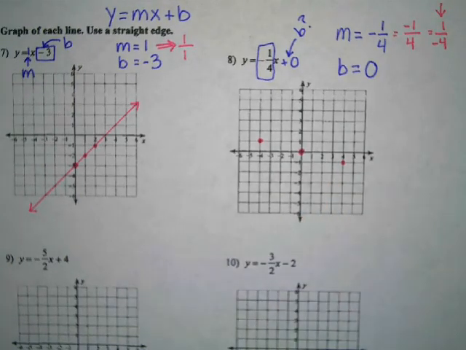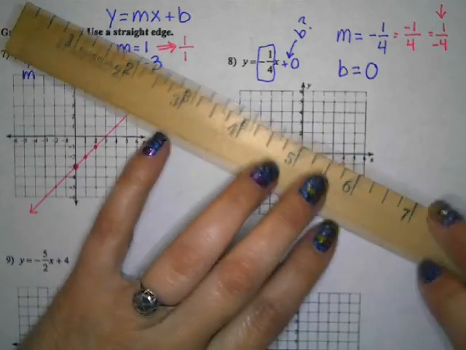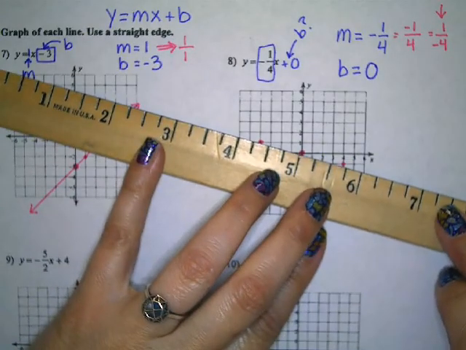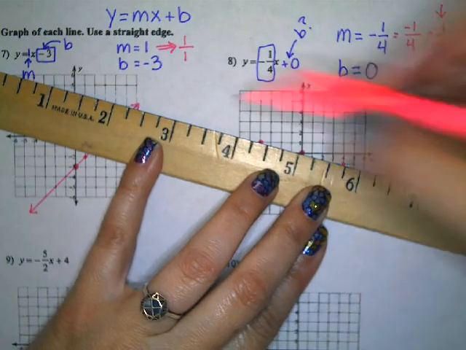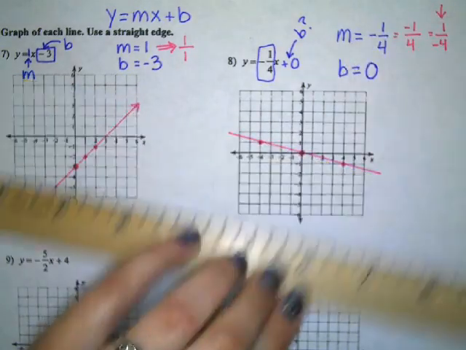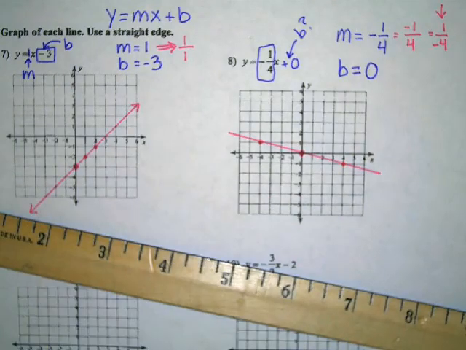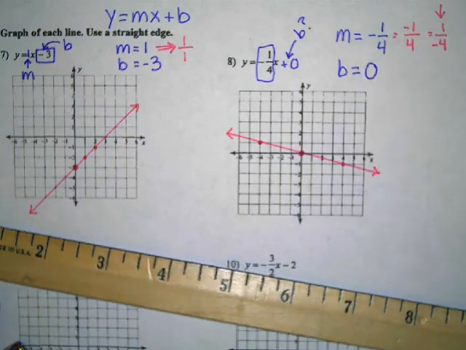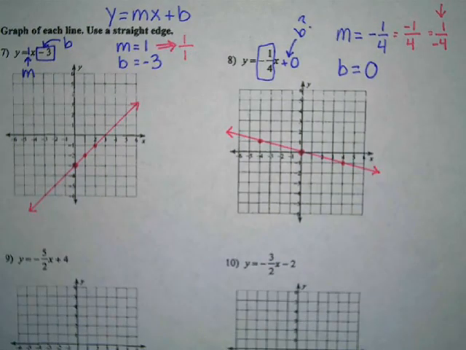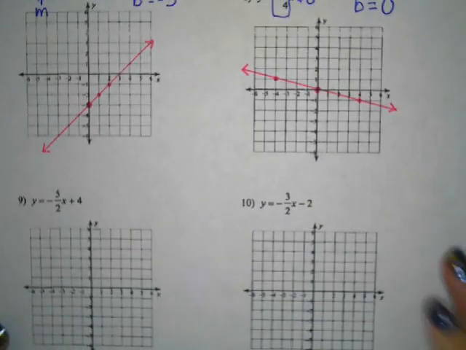So my line for number 8 is going to go through all 3 of those points. Again, I made my line long enough to go through the entire graph, and then I'm going to put my arrows at either end. Okay, so continue with number 9, 10, 11, and 12.